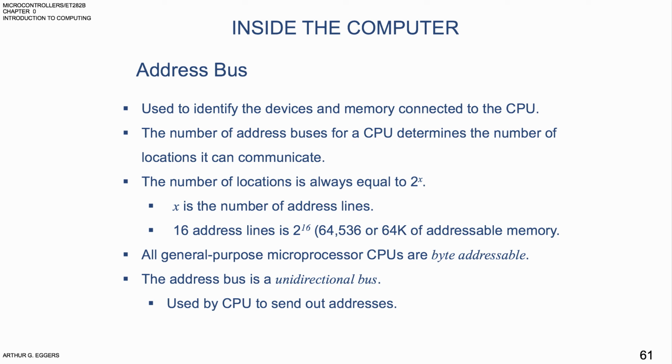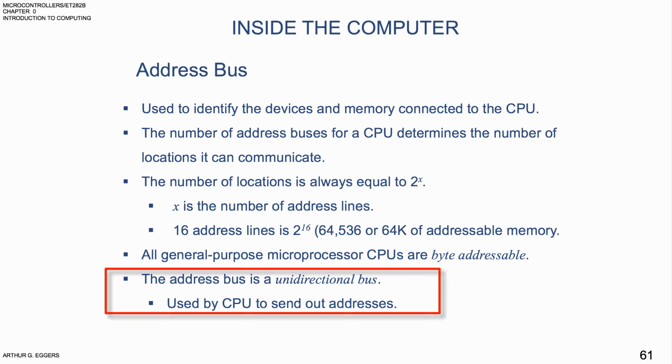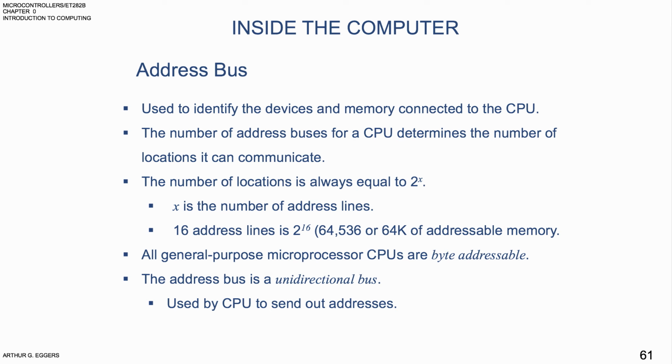The address bus is considered to be unidirectional, which means that the CPU uses the address bus only to send out addresses. The total number of memory locations addressable by a given CPU is always equal to 2 to the x, where x is the number of address bits, regardless of the size of the data bus.